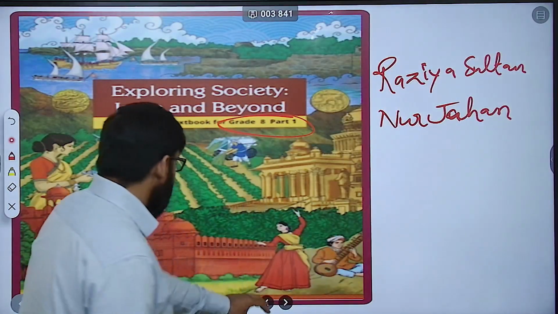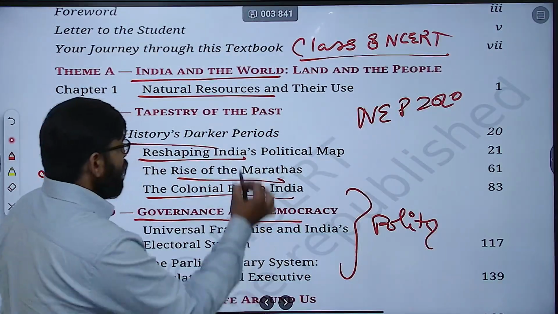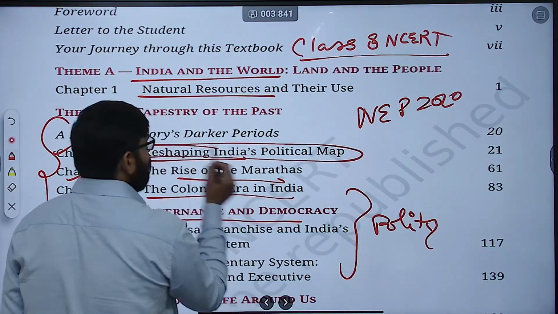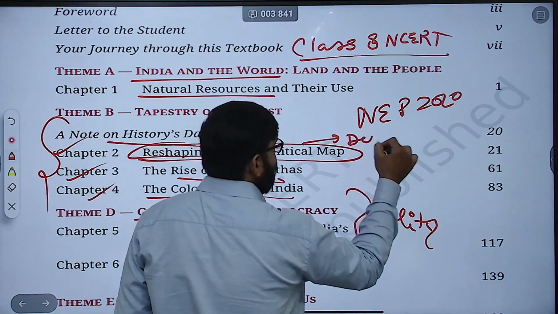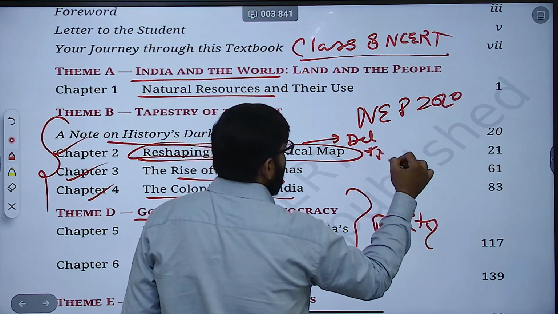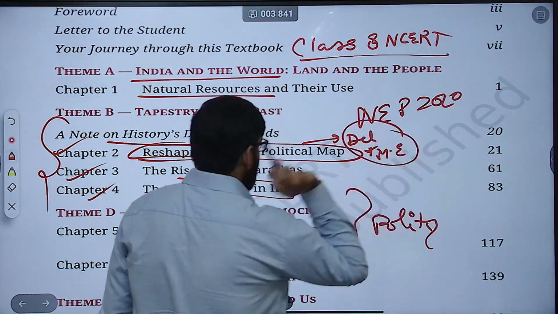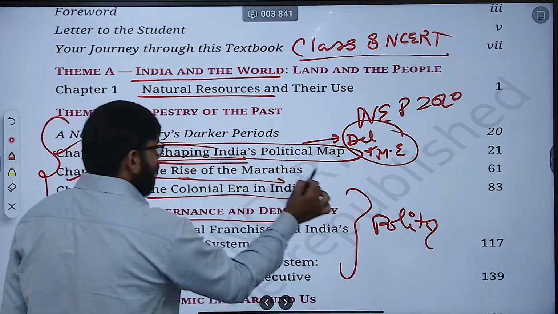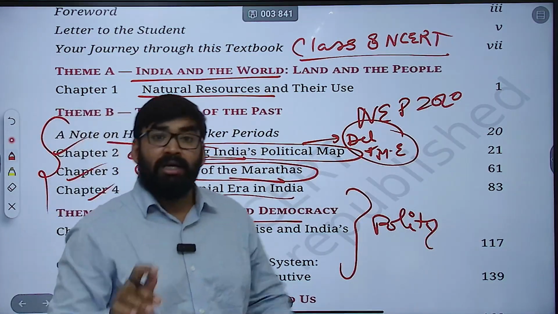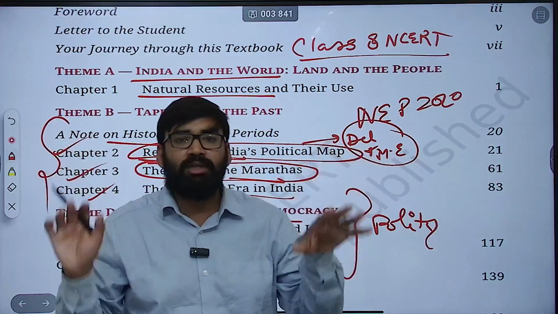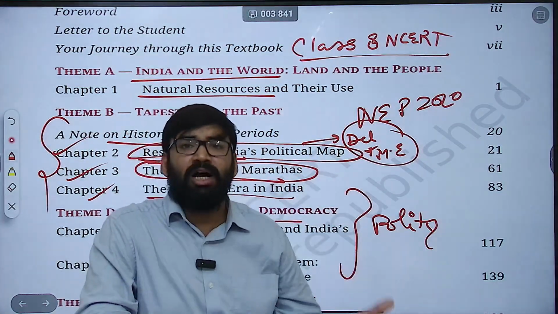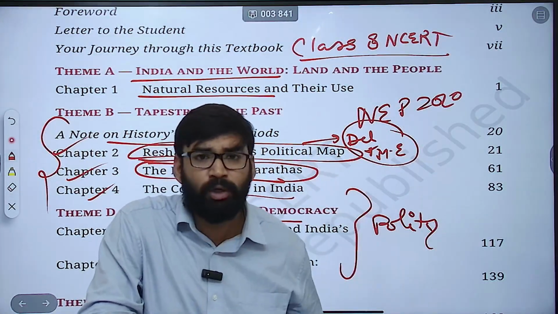As you can see here, the content of the NCERT, this chapter on reshaping India's political map, talks about the Delhi Sultanate and the Mughal Empire in a single chapter. And then directly comes the rise of the Marathas. There is no reference to Tipu Sultan and Hyder Ali. So Tipu Sultan and Hyder Ali are also removed from the new NCERT.